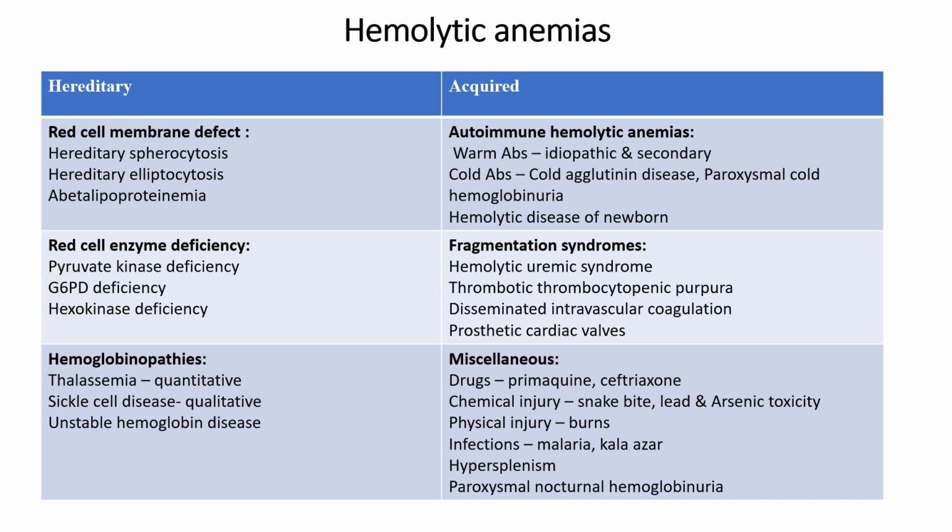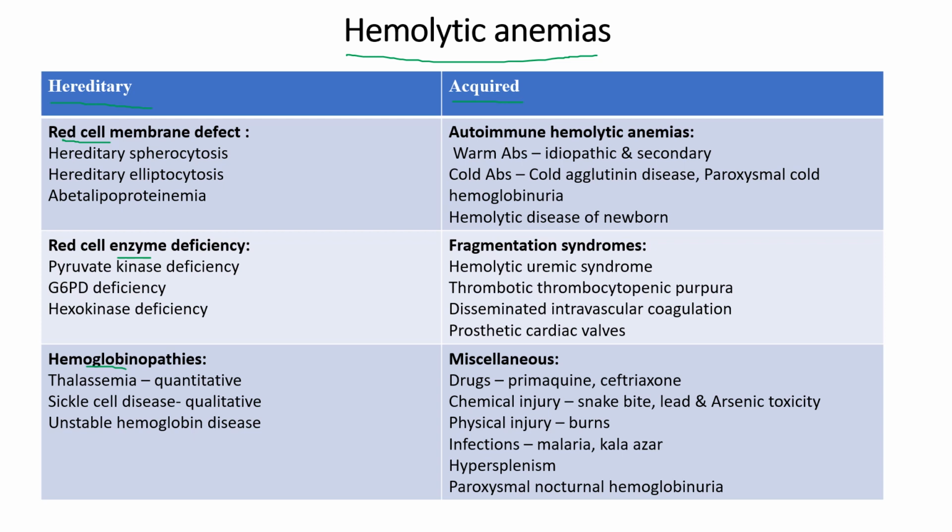Hi guys, let's discuss beta thalassemia today. Before discussing beta thalassemia, let's get to know the classification of hemolytic anemias. We classify hemolytic anemias into hereditary and acquired types. In hereditary, we have red cell membrane defect, red cell enzyme defect, and hemoglobinopathies.